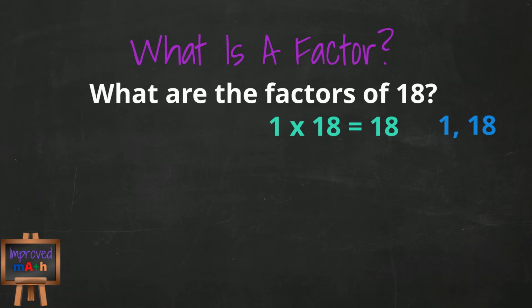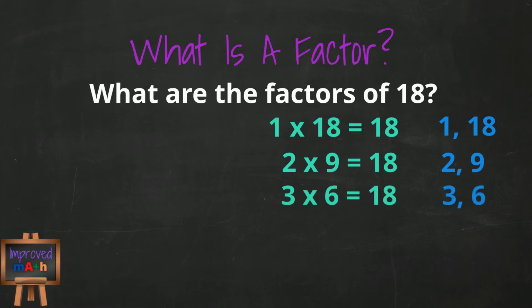The next step would be to determine if 2 times a number equals 18. Well, 2 times 9 is 18. Continuing that logic, does 3 times a number equal 18? Yes, it does. 3 times 6 equals 18. How about 4? Does 4 times anything equal 18? No. So 4 is not a factor of 18. How about 5? Does 5 times a number equal 18? Nope. We already have 6 listed because 6 times 3 is 18.